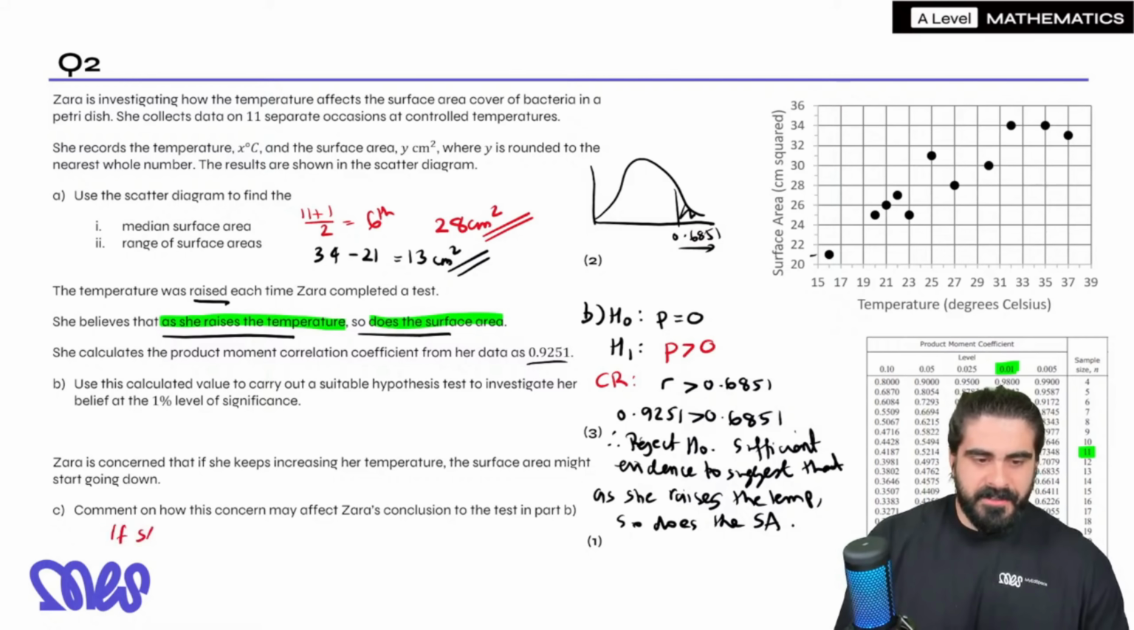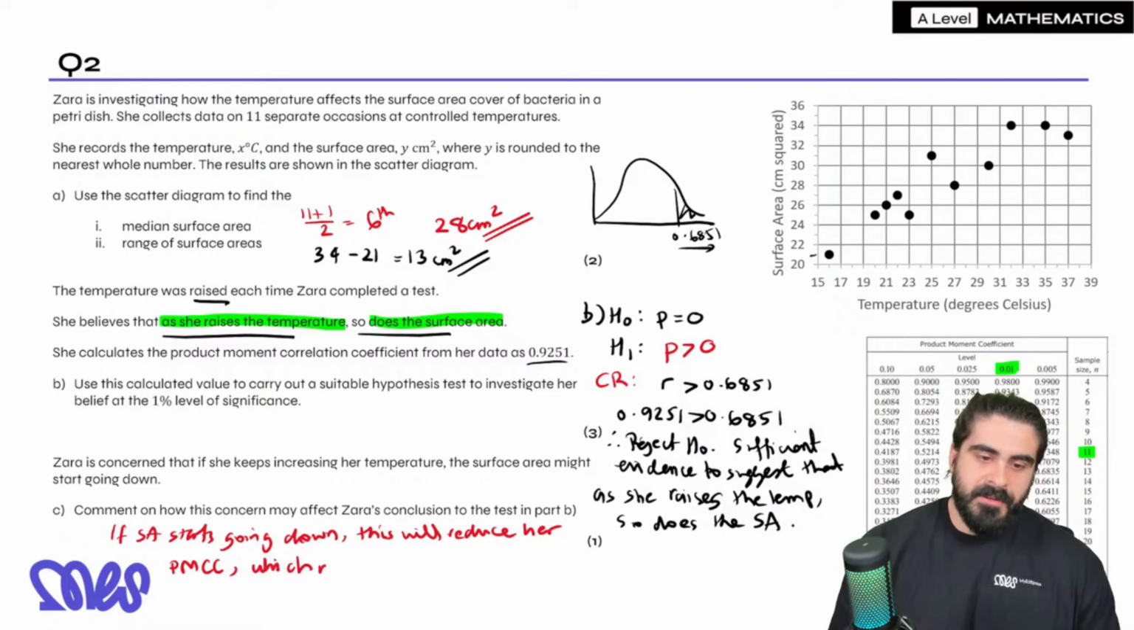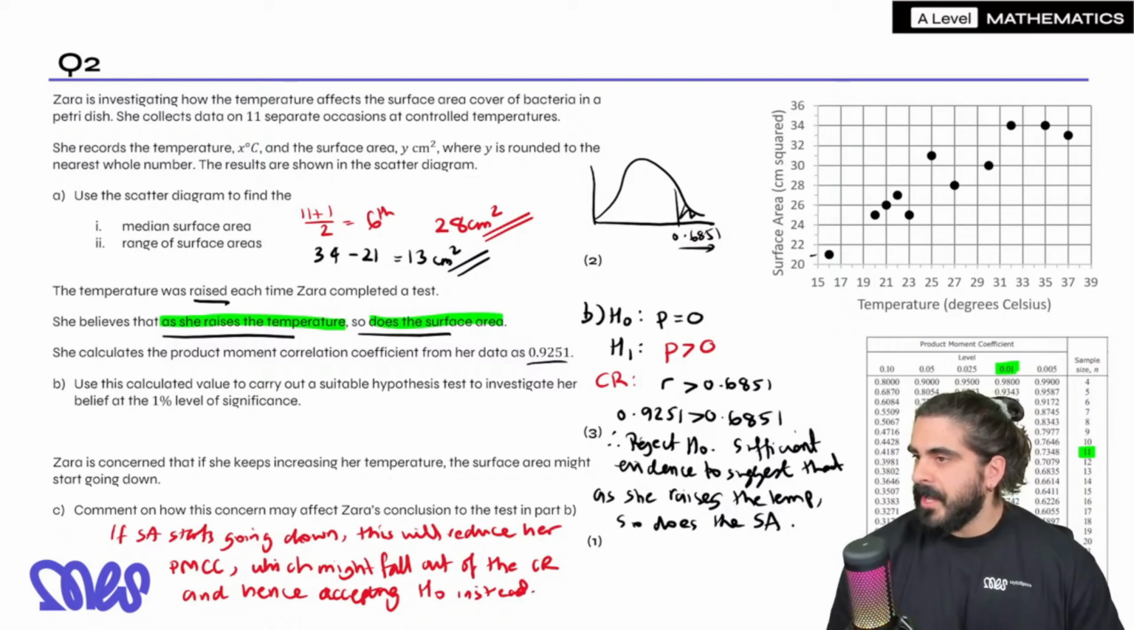If surface area starts going down, this will reduce PMCC, which might fall out of the critical region, and hence accepting H0 instead. And there we go. And then there won't be any correlation between the two.